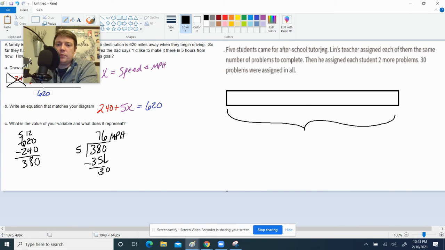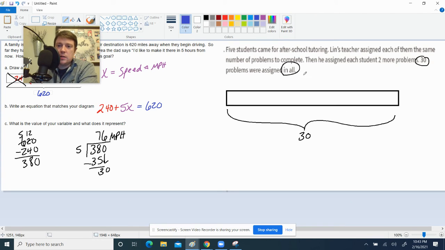5 students came for after-school tutoring. Lynn's teacher assigned each of them the same number of problems to complete. Then he assigned each student 2 more problems to do. 30 problems were assigned in all, so that "in all" is kind of a giveaway that 30 is my total, right? Now, of those 30 problems, they are divided amongst 5 students equally.